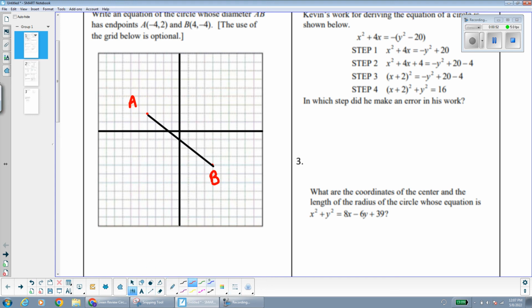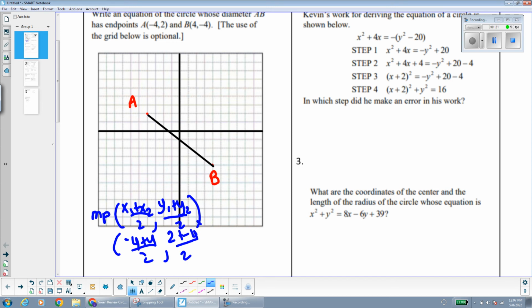You can do this graphically, but I want to make sure that I don't make any mistakes doing it. So I'm going to do this using the midpoint formula. I'm going to take points A and B and plug into the midpoint formula, which is the average of the x coordinates, comma, the average of the y coordinates. So that would be -4 plus 4 over 2, and 2 plus -4 over 2. Simplifying that real quick, that would be 0, -1.